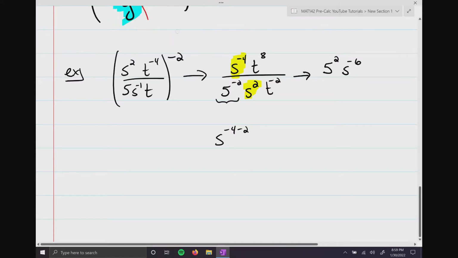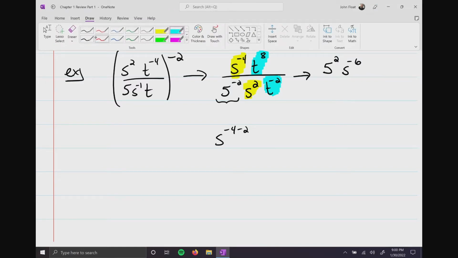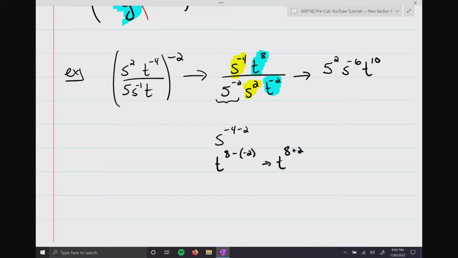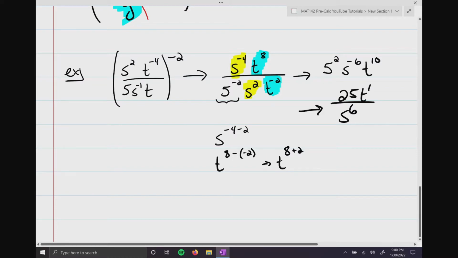Finally, and this is the tricky one. You really, really want to be careful. We have t to the 8th and then t to the negative 2. And like I said, we need to be really careful because this is going to be t to the 8 minus parenthesis negative 2, which really makes this t to the 8 plus 2. And that's going to be t to the 10th. So you want to make sure that if you're not getting these instantly, and that's fine, you slow yourself down and walk yourself through these rules. So finally, let's simplify completely. 5 to the second is 25. This s to the negative 6 is going to be s to the 6th, and then t to the 10th in the numerator.